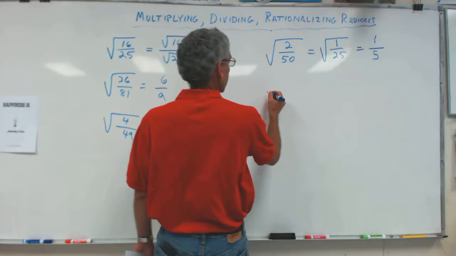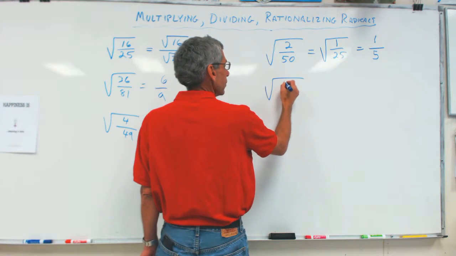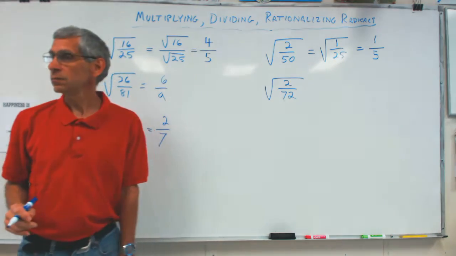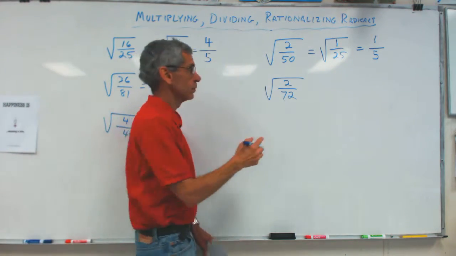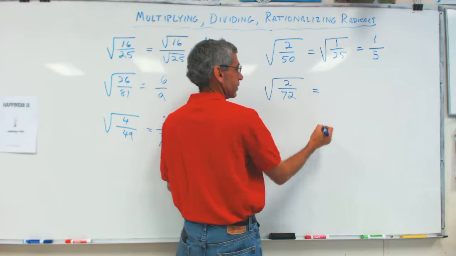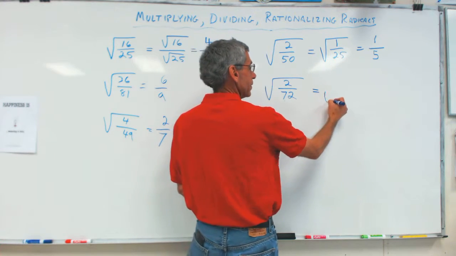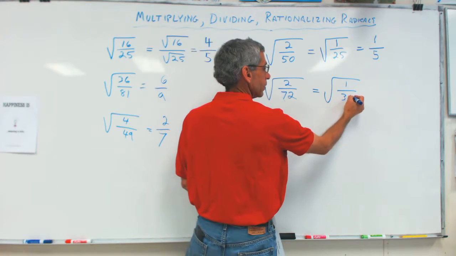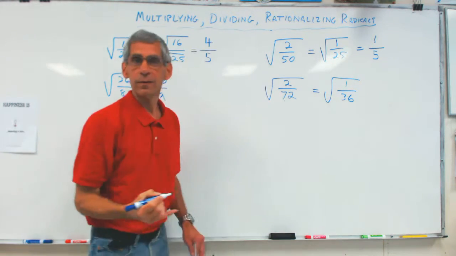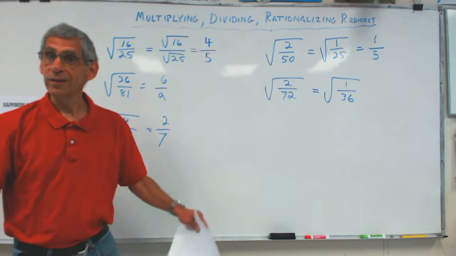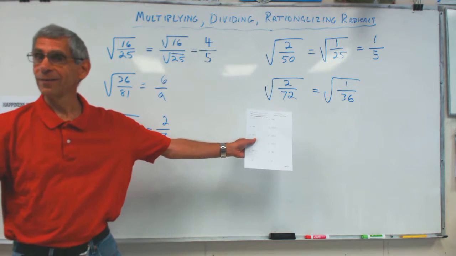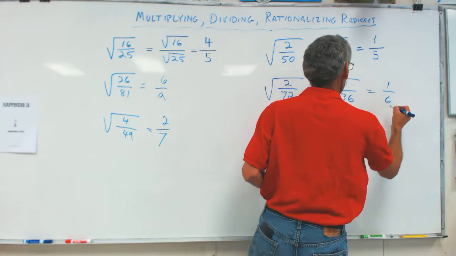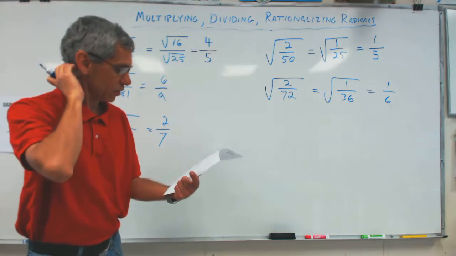All right, let's try another one. Square root of 2/72s, it would be the square root of 1 over 256? Which is, what's the final answer? 1 over 6. 1/6, right? Awesome. Okay, and I think that's all I'm going to have you do.